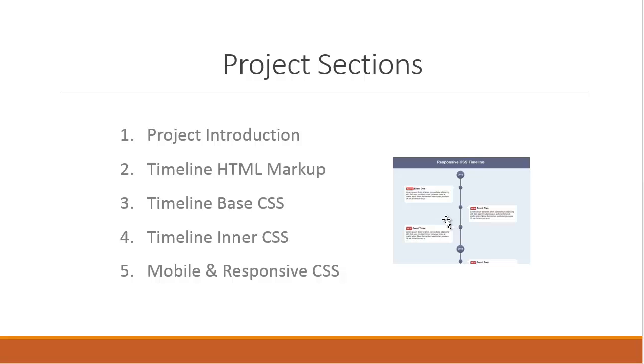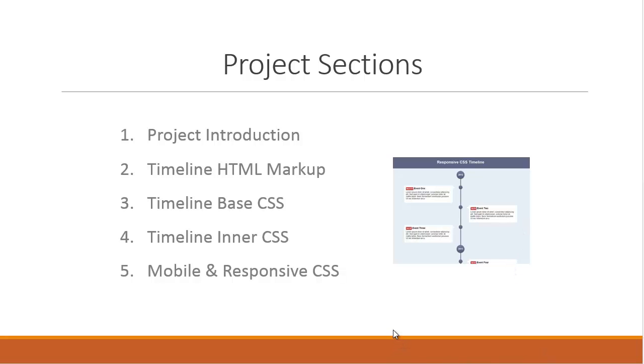Basically, you can see the little thumbnail over here. We have a line down the middle and we're going to have years, okay? So basically we have these year blocks and then we have event blocks, okay? But it's not in a boxy format. We have the events coming off each side of the timeline.